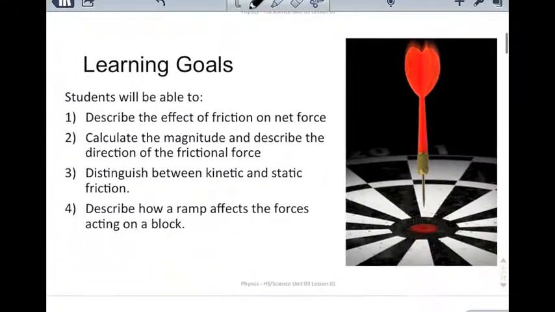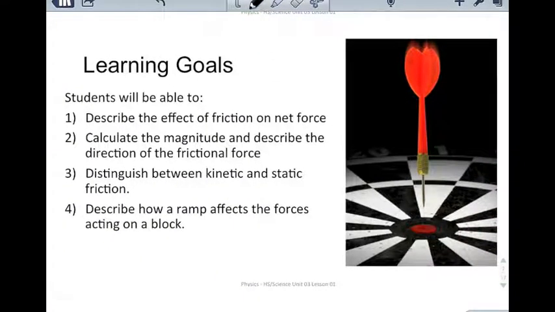So, for this explain, what we're trying to figure out is to describe the effect of friction on net force. We want to be able to calculate and describe the direction of the frictional force. We want to be able to distinguish between kinetic and static friction, and also we want to know about the forces that affect a block on a ramp, both friction and otherwise.